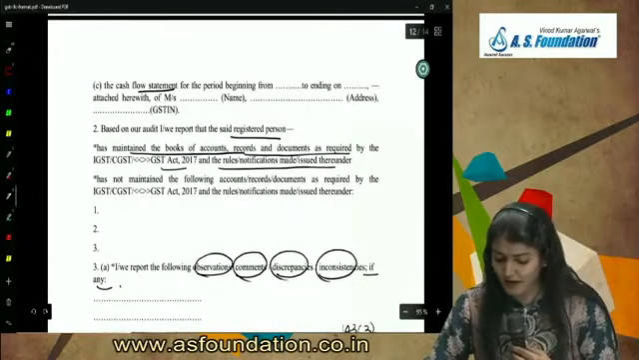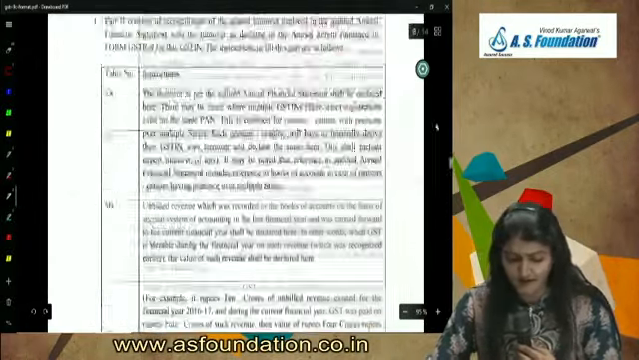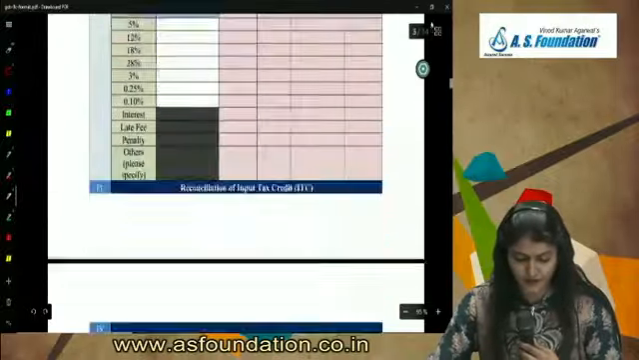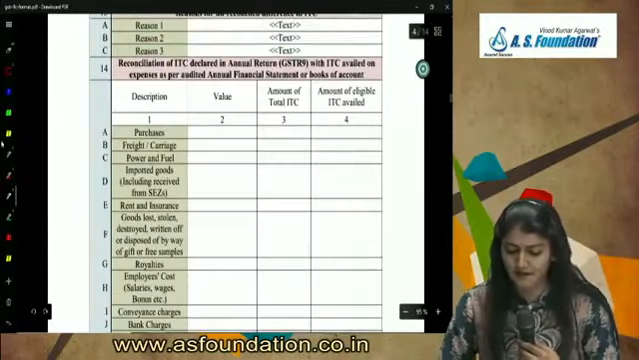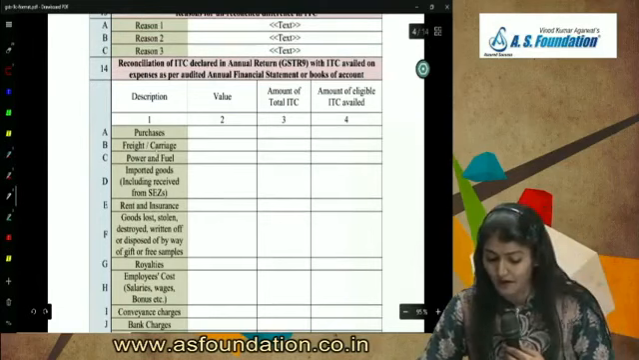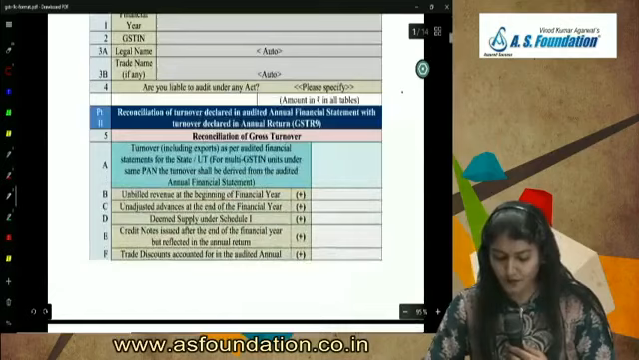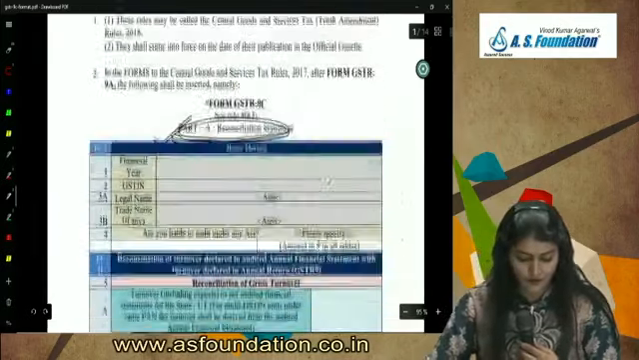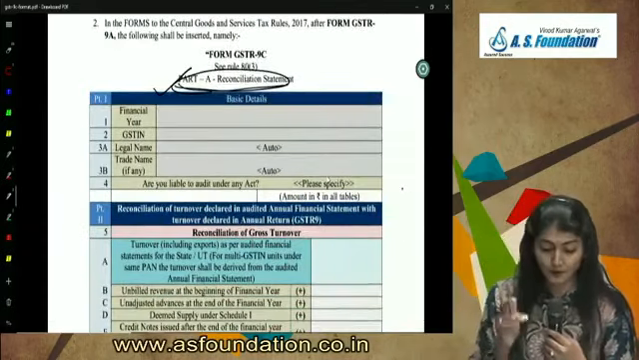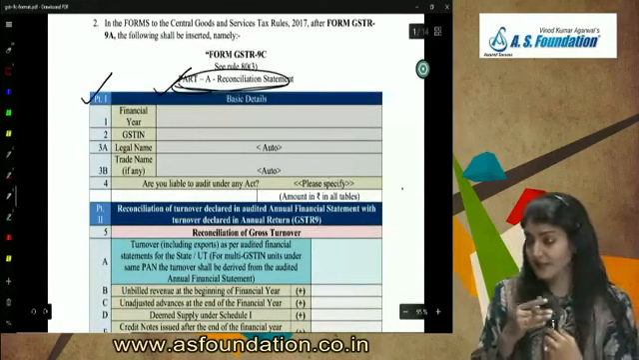Now I come to Part A, which is regarding the reconciliation. Part A, what does it start with? First 4, 1, 2, 3, 4 over there. What is 1, 2, 3, 4? Basic details. Point 1, which is regarding the basic details.